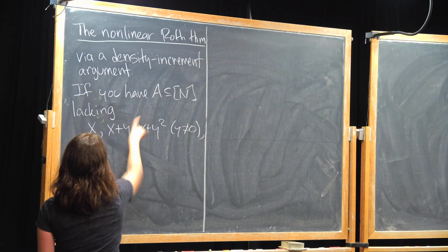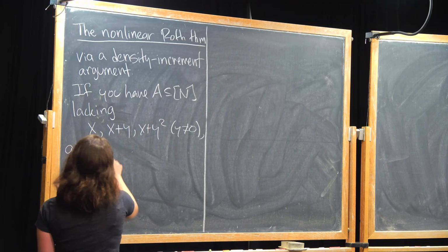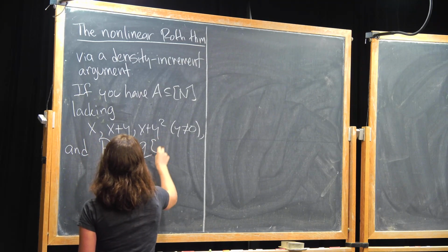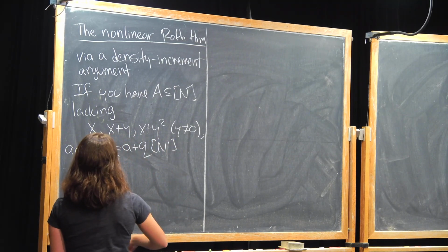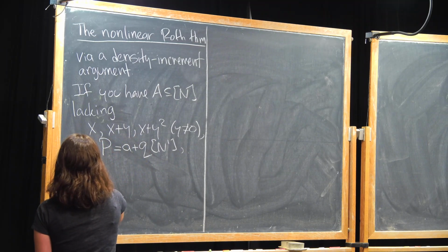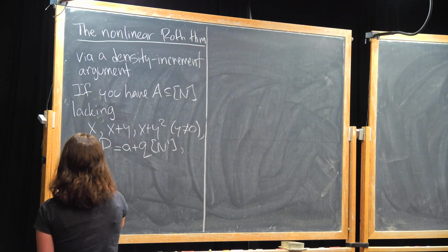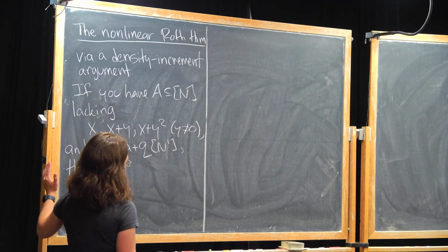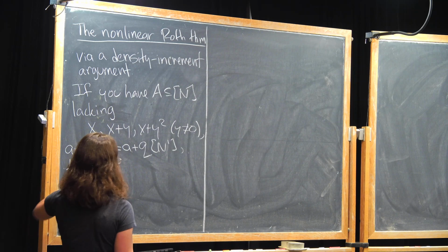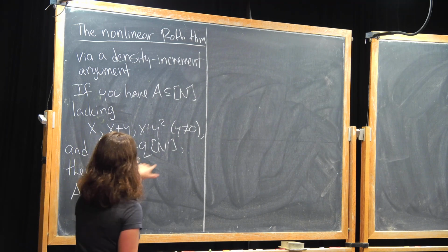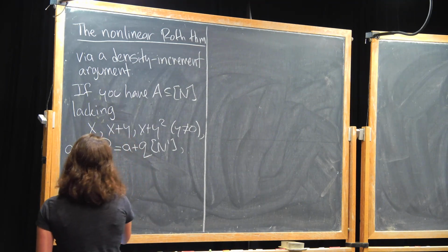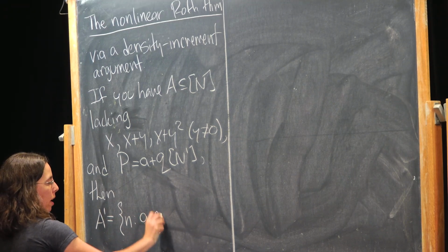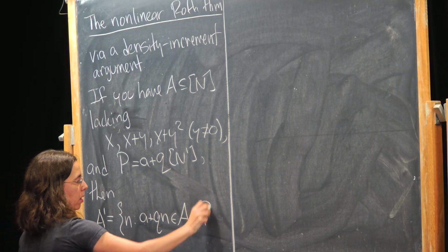is if we have our subset lacking the nonlinear Roth configuration and our arithmetic progression P, on which we have increased density, then now forming the rescaled set A prime. So that's like intersecting A with P, translating it to start at 1 and then rescaling to fit in the interval from 1 up to n prime. So that's the same as taking the rescaled set to be n such that A plus qn is an element of A intersected with P.